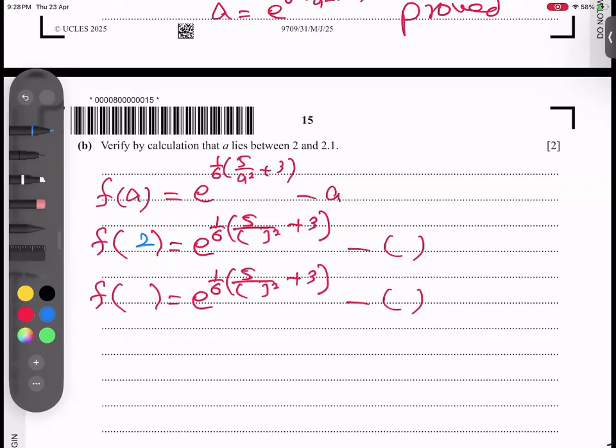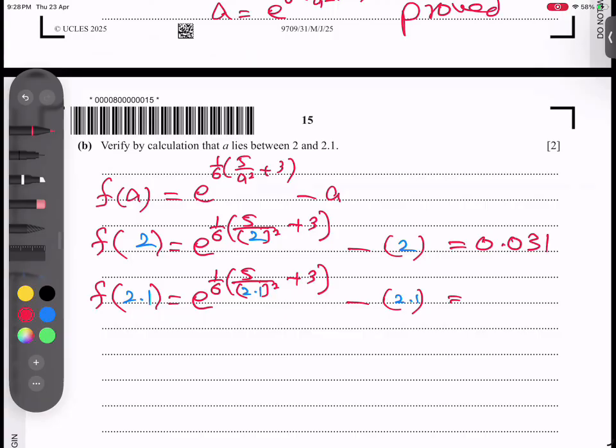So now students, I'm putting here 2, 2 and 2. When I'm putting here 2.1, 2.1 and 2.1, it is a matter of typing in the calculator. So first of all, I get 5 divided by 4 plus 3, whose answer turns into 1 over 6 and e to power this answer, and negative 2. And I'm getting 0.031.